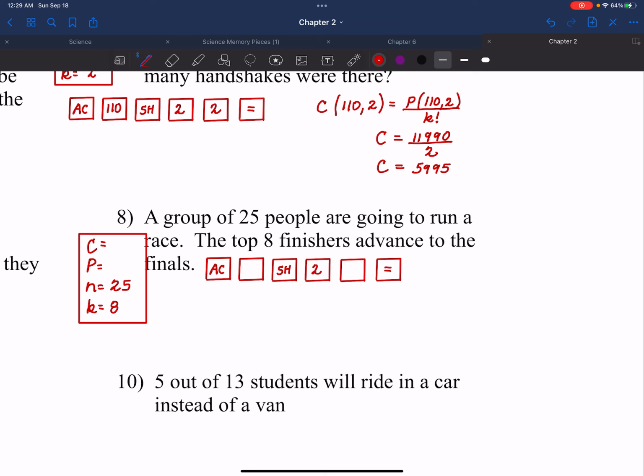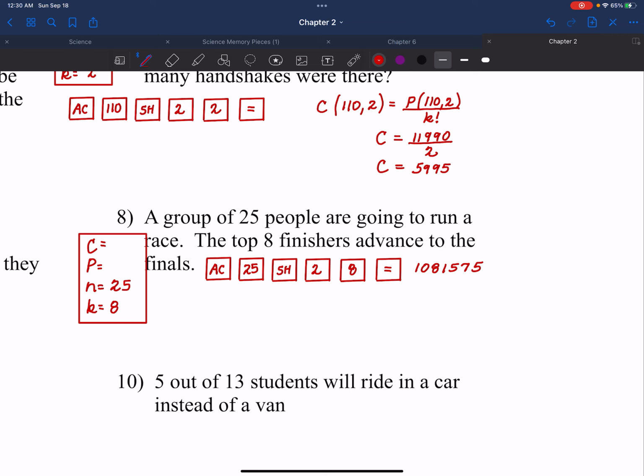Again, it doesn't matter if you're the first one or the 8th one, you all get the same advantage. So we're going to do N of 25 and K of 8. And there are going to be a lot of these because these are very large numbers. So all clear, 25 shift to 8 equals. I didn't expect quite that many, but that's a lot.